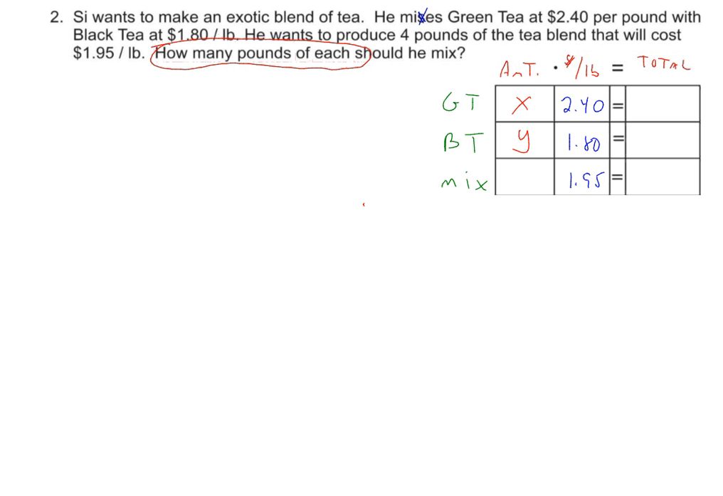Total for the green tea is 2.4. Okay, that is true. I would have held off on that block, but that's okay. Veronica multiplied the x times the 2.40 to equal 2.4x, and that is correct. I would generally have saved that block until we have a few more blocks before we do our multiplying out.